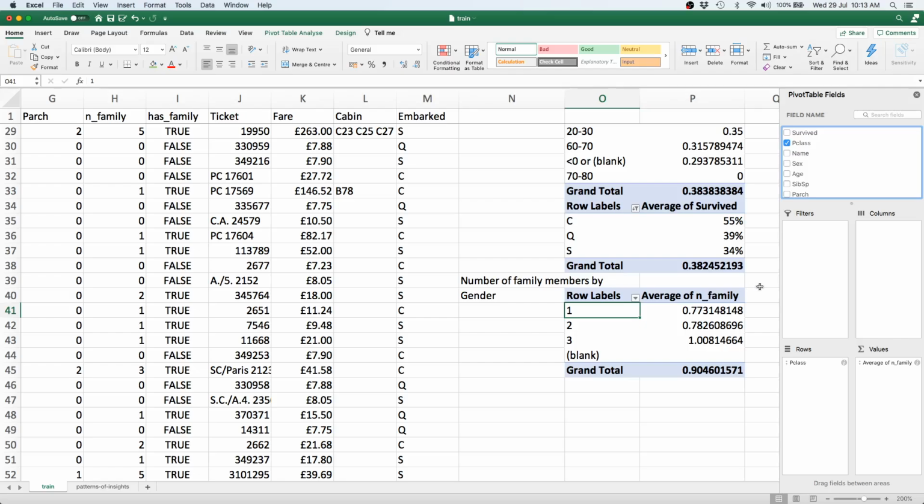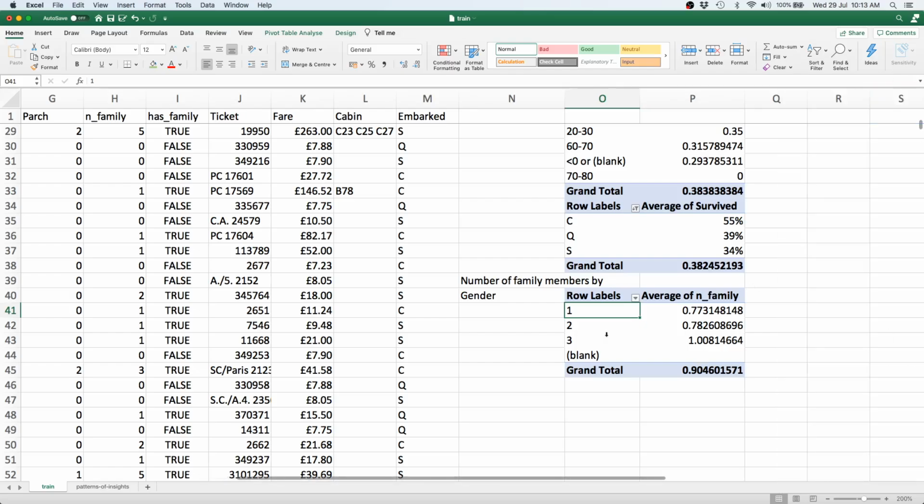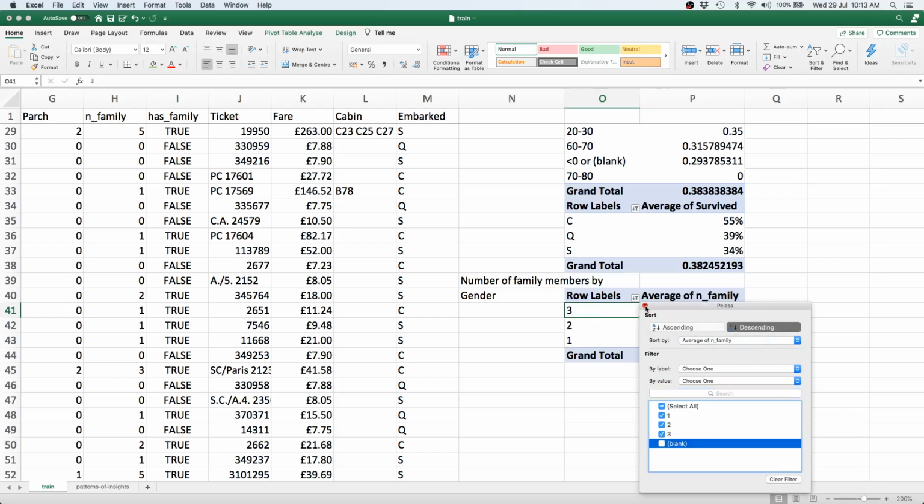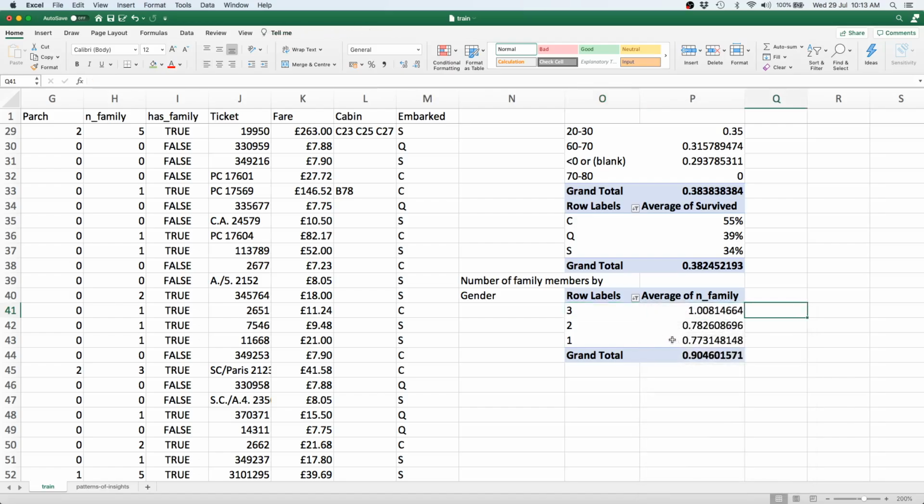So let's also try and modify this a bit. We can say that we want to see this in the descending order by the average number of family members and not want to see any blanks. So there it is. So that makes sense. Essentially, between the first and the second class, the average number of family members is 0.7, and in the third class it's 1. So essentially most of the people in the third class on an average were traveling with one other family member, whereas people in the first and the second classes had smaller families.